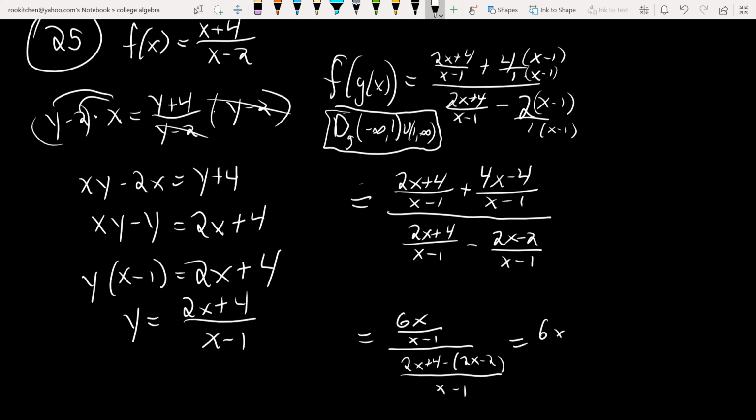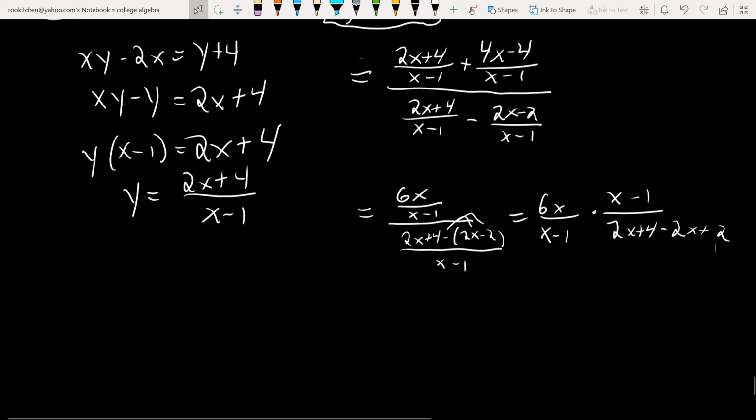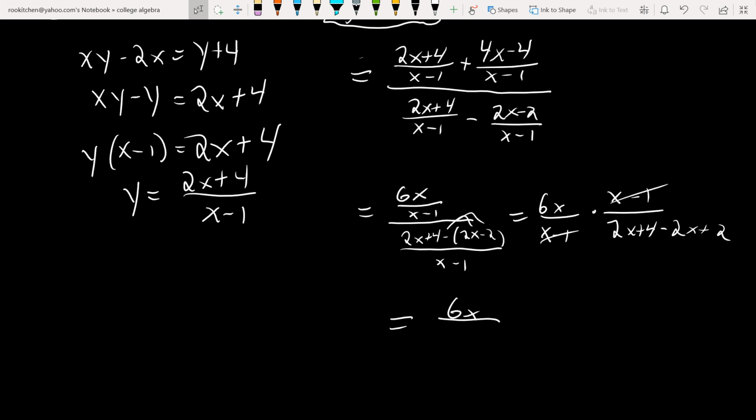Eventually, we're going to be multiplying by reciprocals. So we have this. I need to distribute these guys. So I'll have 2x plus 4 minus 2x plus 2. Okay, so I have 6x. The x minus 1s will divide out. And so I'll have 6x all over 2x minus 2x is 0. And then 4 plus 2 is 6. And we get x. Okay.